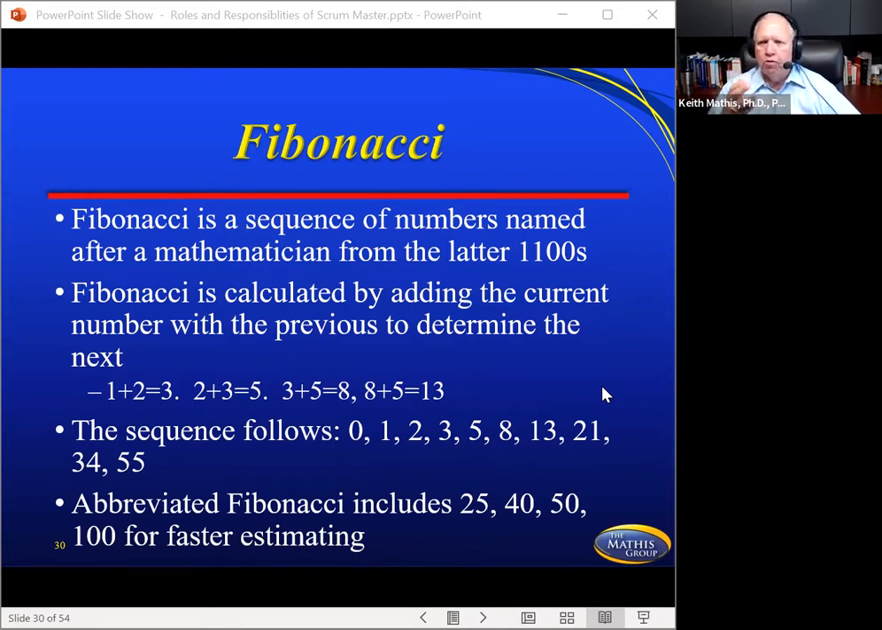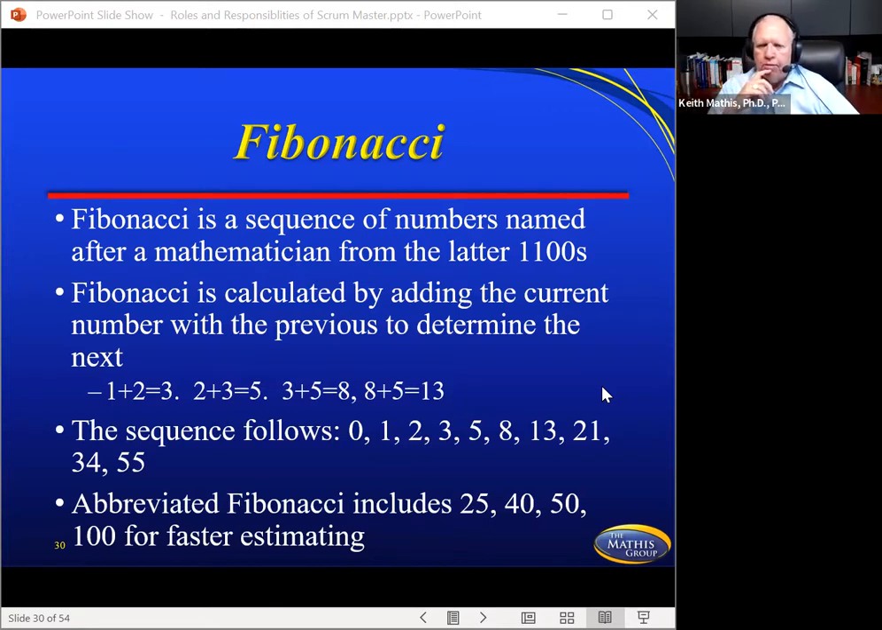So you start with 1 and 1, which gives you 2. Then take the 2, which is your number, and add it to the 1, that gives you 3. Then you add 3 and 2, which gives you 5. 5 and 3 gives you 8. 8 and 5 gives you 13. That's how they come up with the Fibonacci sequence. So it's no big deal.